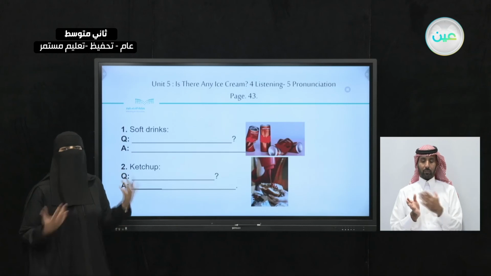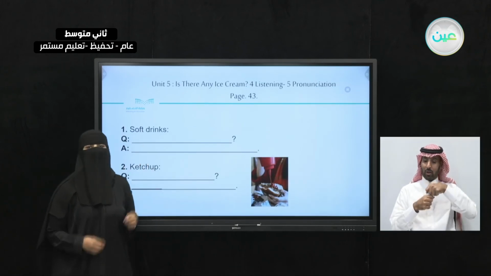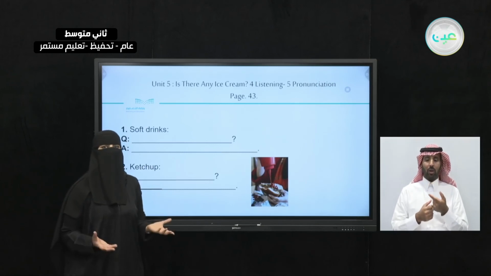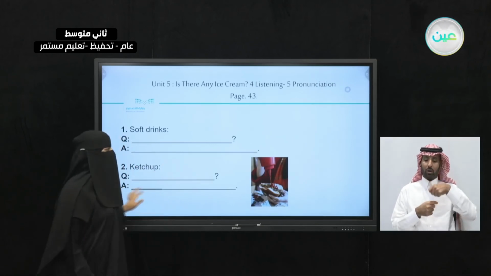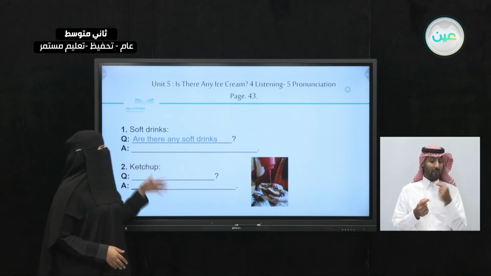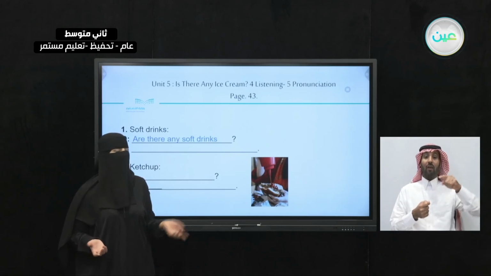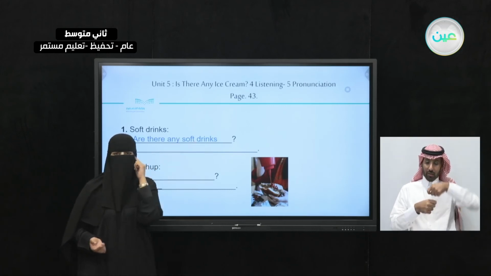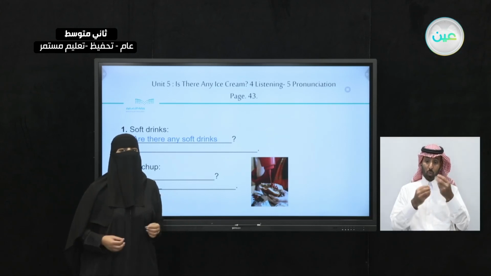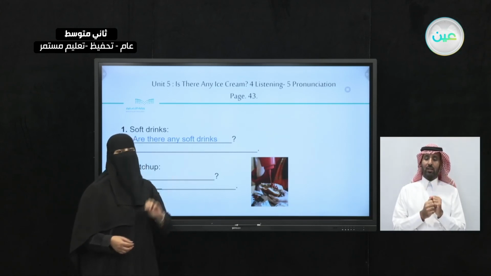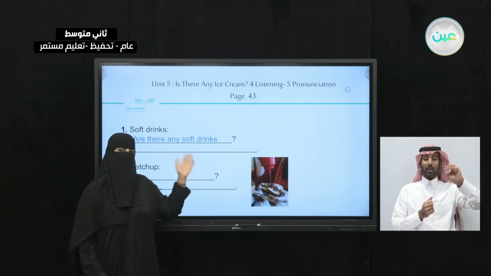How about if we have a different answer? So here we have soft drinks. How are we going to ask about soft drinks? How can you order soft drinks? So the question is going to look like this. Are there any soft drinks? Here we have soft drinks. Can you hear the last sound of soft drinks? The plural sound? So, soft drinks. Did you hear it? This is the correct way to pronounce this plural.